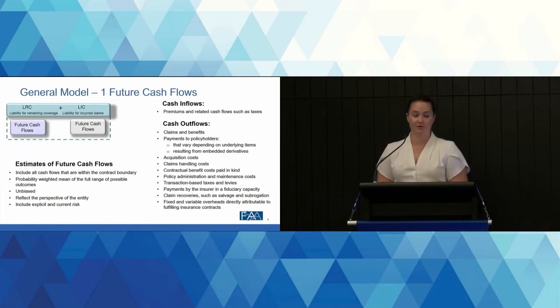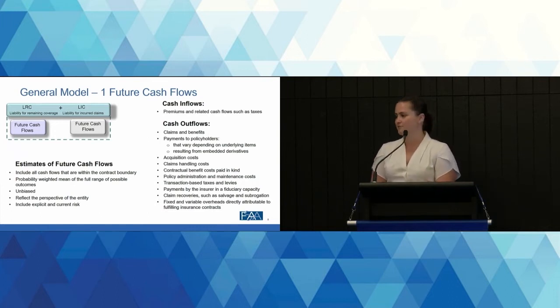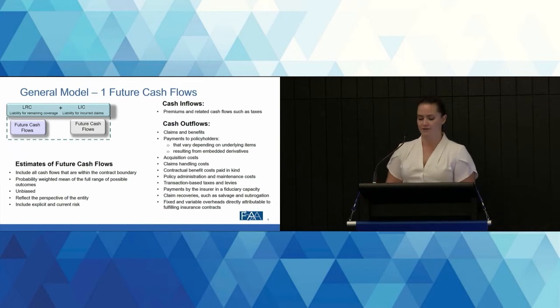So the inflows pretty much just include your premiums, largely, and your outflows can be claims and benefits, acquisition costs, CHI, PAE, claims recoveries, and any overheads that are directly attributable to the selling and the fulfilment of that insurance contract. What's not included are reinsurance recoveries. They are no longer netted off as part of your cash flows. They are measured in their own right. I'll go into that a little bit later.